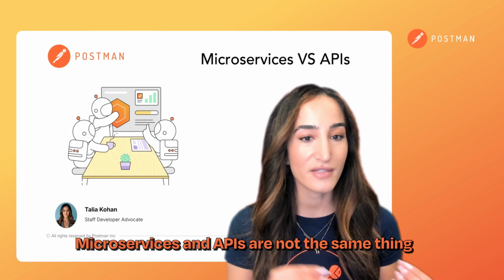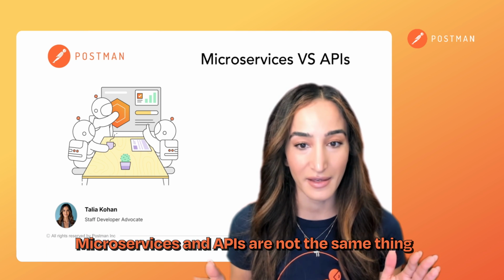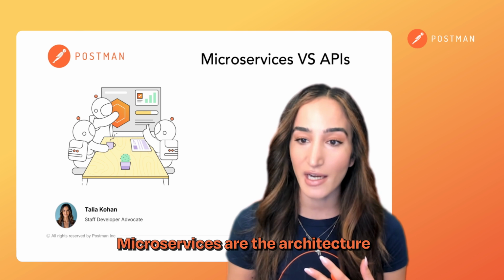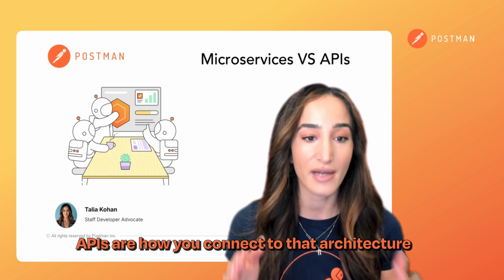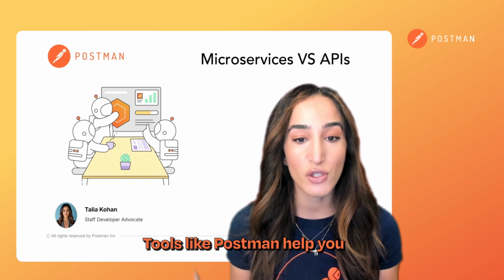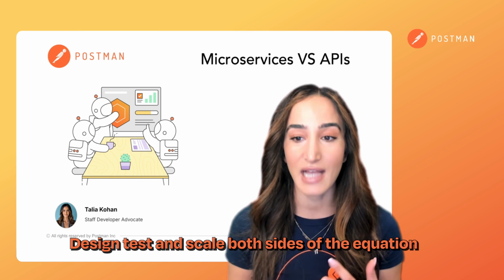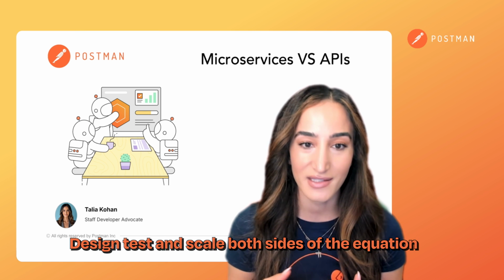So microservices versus APIs, not the same thing. Microservices are the architecture, APIs are how you connect to that architecture. And tools like Postman, they help you design, test, and scale both sides of the equation.